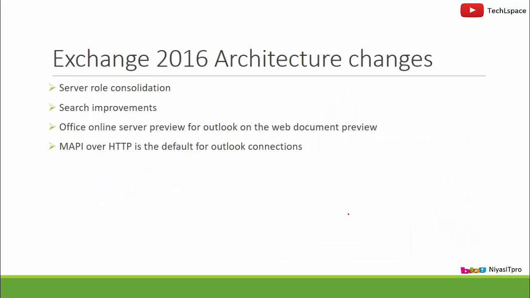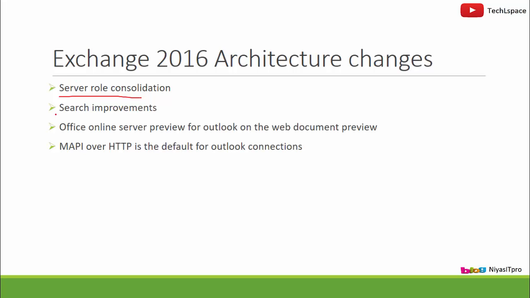Here are the architectural changes in Exchange Server 2016. First one is server role consolidation. As you've seen in the previous slide, now only two roles, Mailbox and Exchange Edge Transport Server roles. Client access role is installed automatically as a part of Mailbox role, and it is not available to install as a separate installation option as in Exchange 2013 or 2010. So this simplifies hardware purchase and maintenance and also management cost.